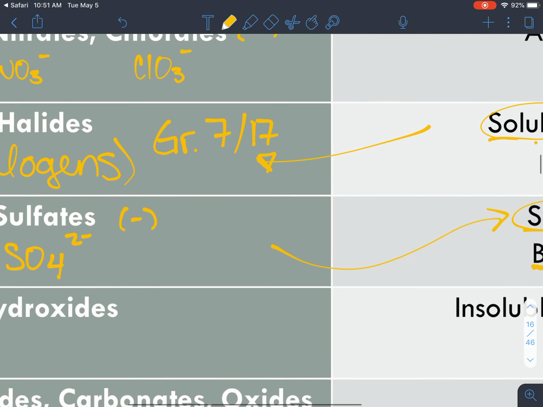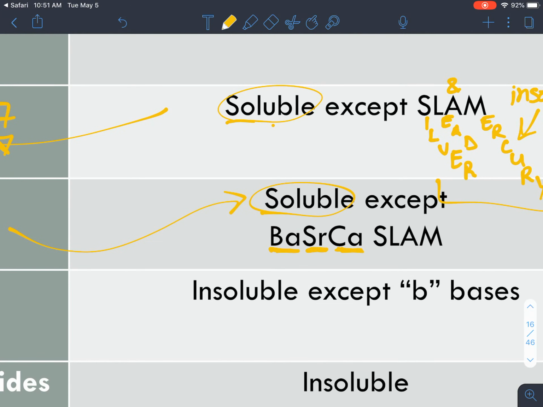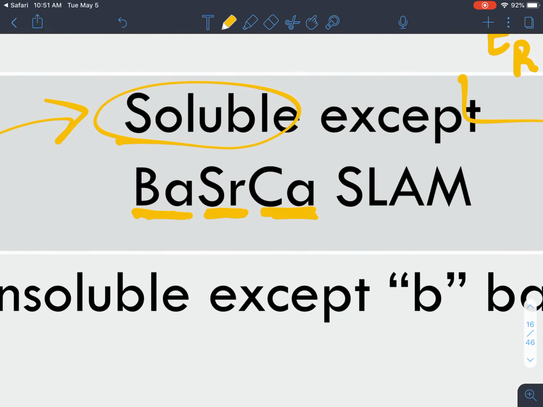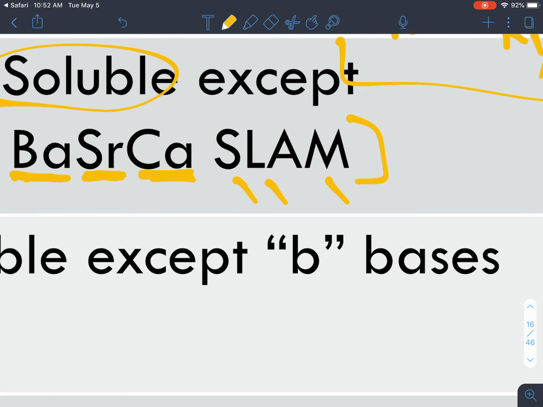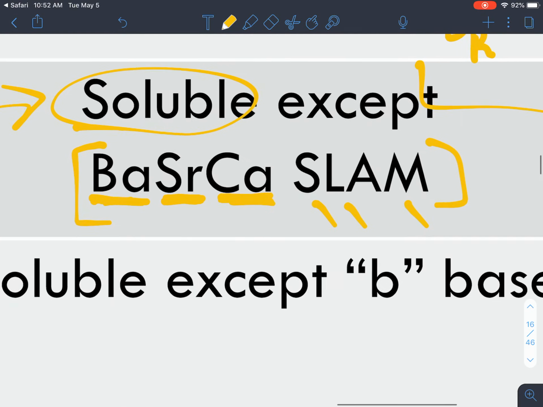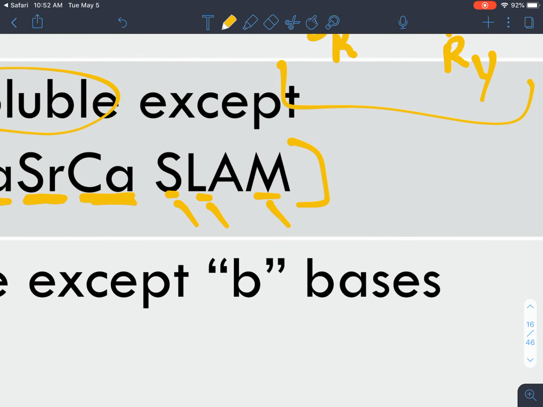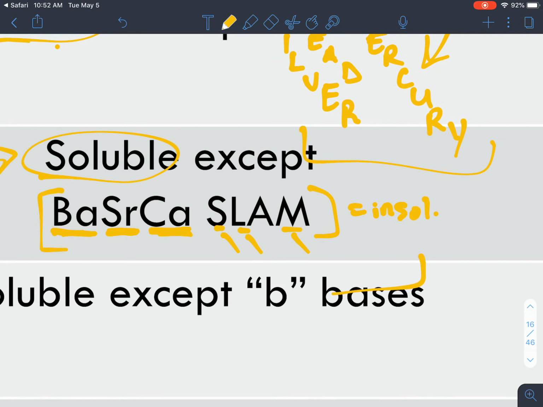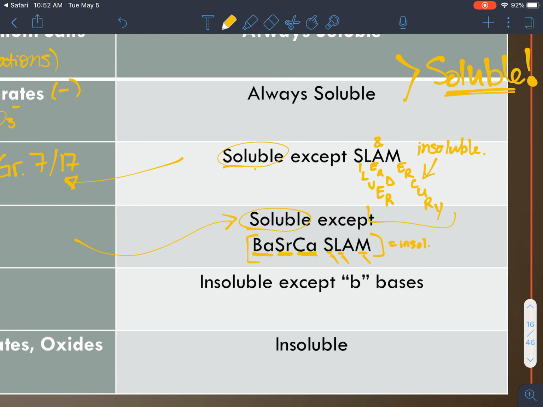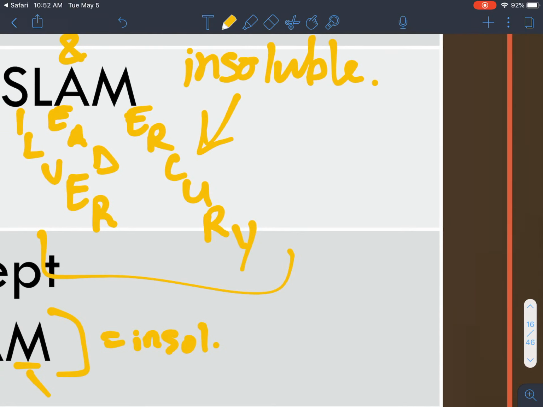If you have barium sulfate, it's insoluble. Strontium sulfate, insoluble. Calcium sulfate, insoluble. But anything else other than silver, lead, and mercury, anything else that sulfate is with is going to be soluble. So again, these are the exceptions. If it's with barium, strontium, calcium, silver, lead, or mercury, then that's going to be insoluble. But anything else it's with is going to be soluble. So our little label for this one up top, our first 2 rows were soluble. Our second 2 rows, we're going to write that it's usually soluble.